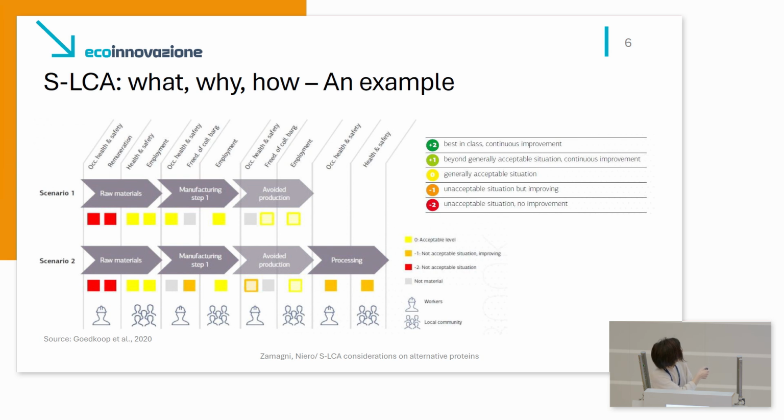And the first one, sorry, the image is not very clear, but we have the life cycle stages: raw material, manufacturing, and production and processing. For each life cycle stage, we have considered, in this case, two different kinds of stakeholders, which are workers and local community, but there might be many others.